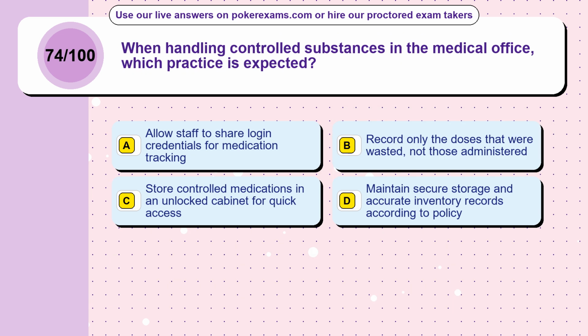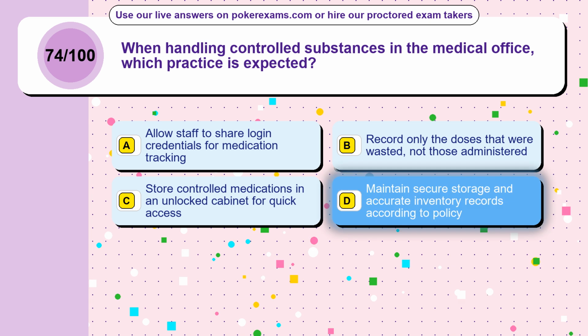Question 74. When handling controlled substances in the medical office, which practice is expected? Option A. Allow staff to share login credentials for medication tracking. Option B. Record only the doses that were wasted, not those administered. Option C. Store controlled medications in an unlocked cabinet for quick access. Option D. Maintain secure storage and accurate inventory records according to policy.